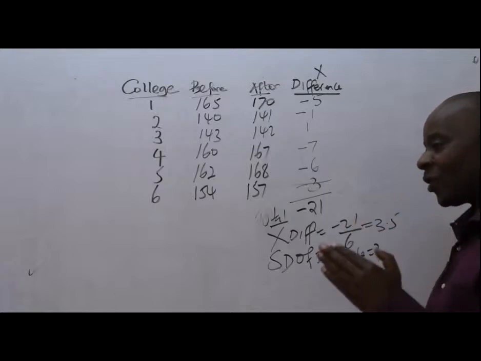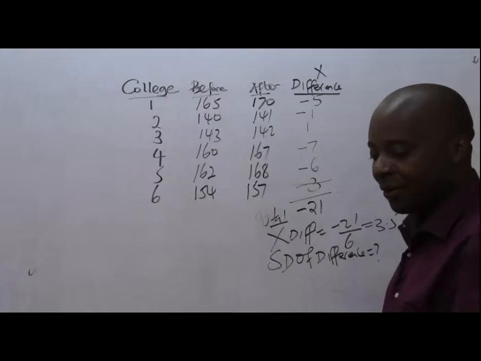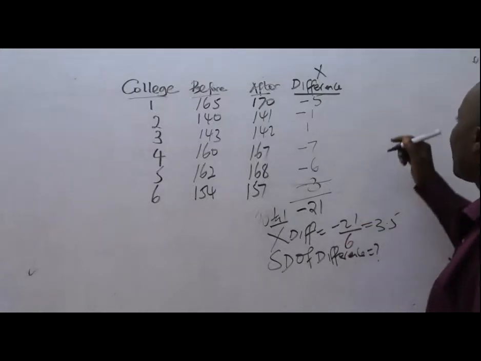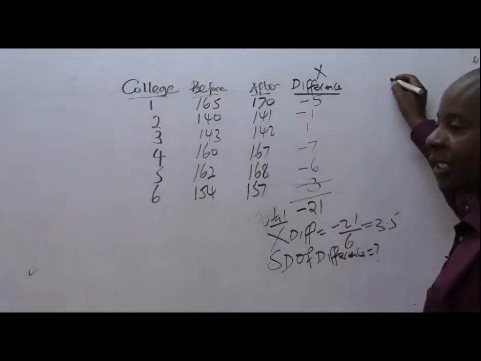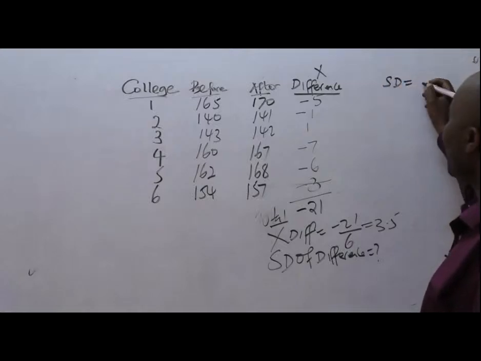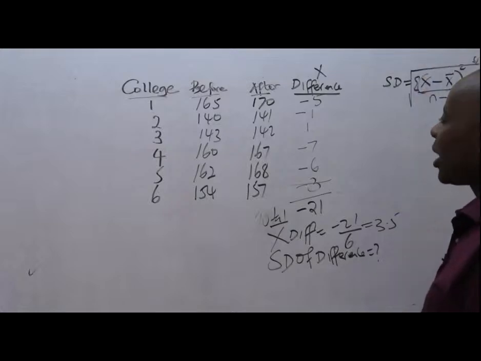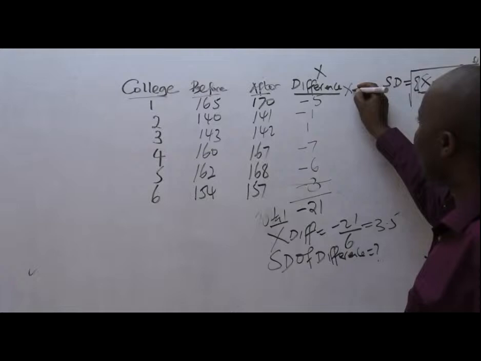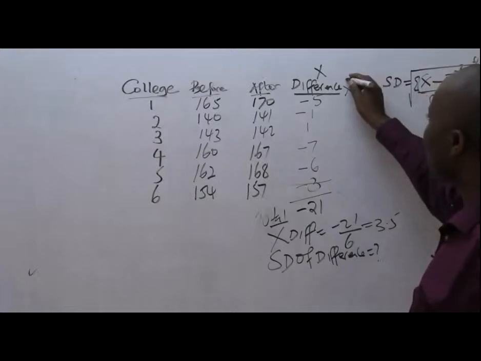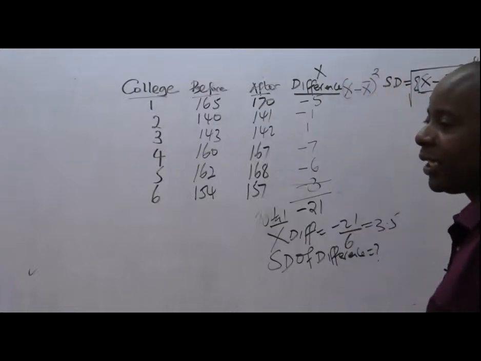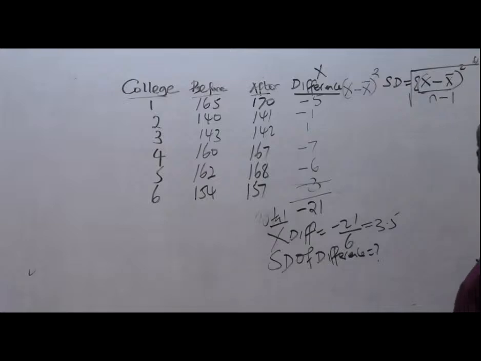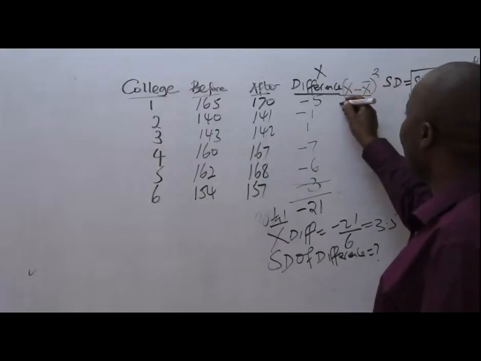So when I hear standard deviation, I'll remember the formula. I know that standard deviation is the summation of X minus X bar squared, divided by N minus 1, and then at the end of the day, root. So I'll create a column up here for X minus X bar squared. Very interesting. Now the first one will be minus 5.